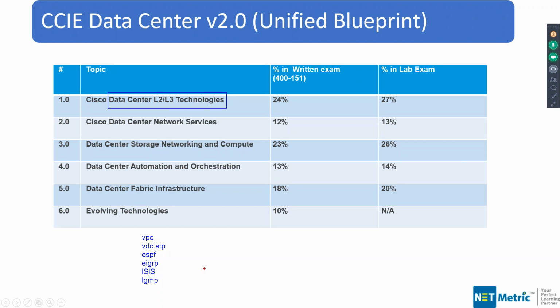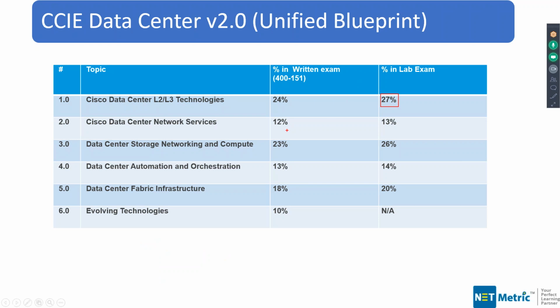What's new has been added? Your LISP, VXLAN, EVPN, and ACI, that is called policy driven services. All these other things have been added. So these Layer 2 and Layer 3 technologies are included at 27% in the lab exam.